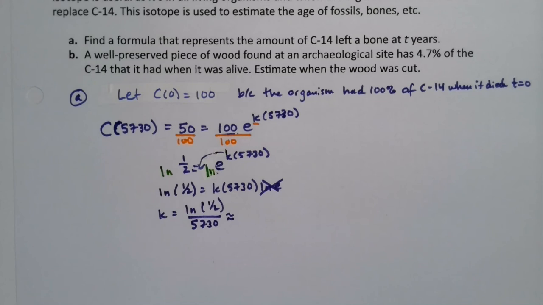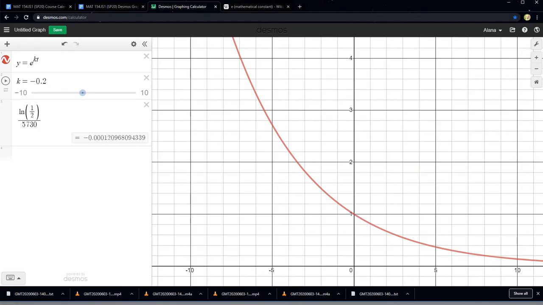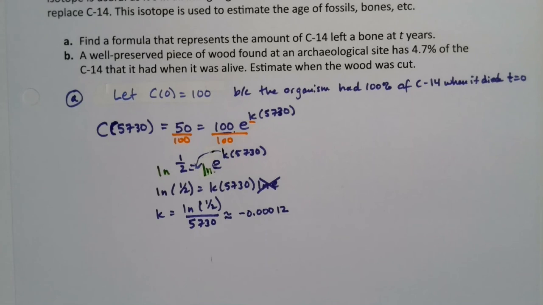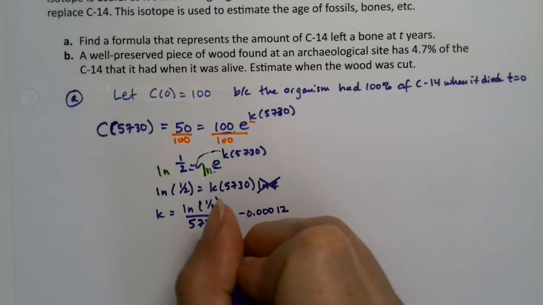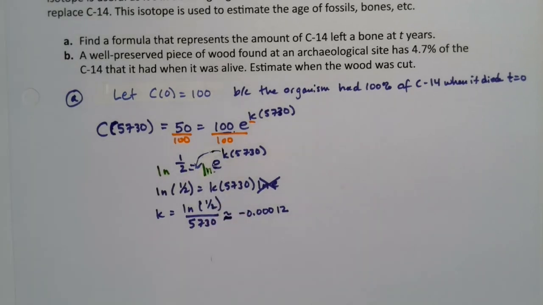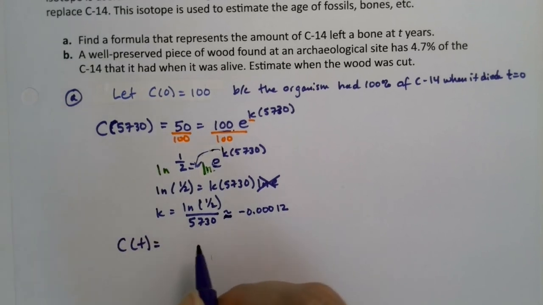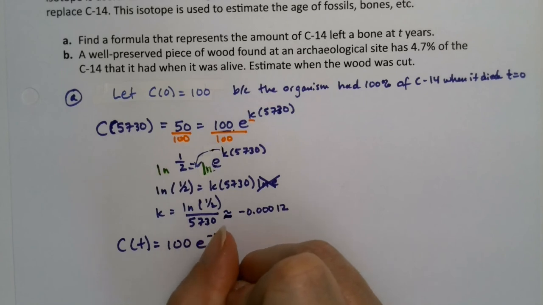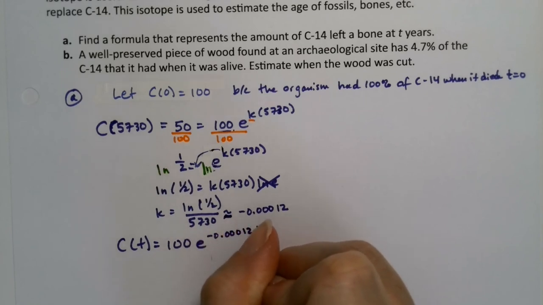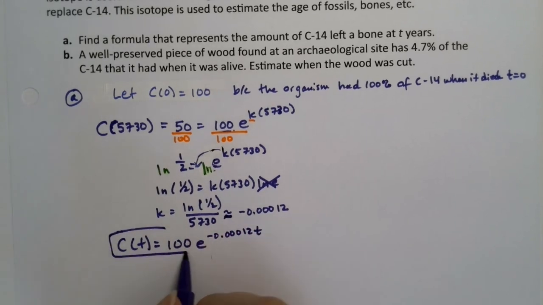So then k would be equal to the natural log of a half divided by 5,730, which is, I found it in Desmos, in case you missed it, negative 0.00012. That's good enough. So we'll give it a squiggly equals, an approximate, and call it a day. So therefore, C of t is equal to 100 e to the negative 0.00012 t. We've found the formula.